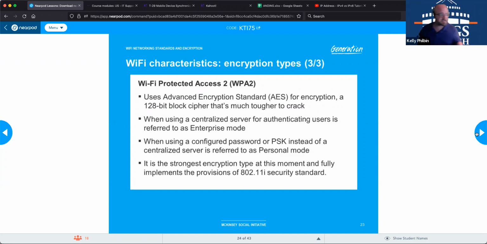So when you're configuring the access, when configuring a password or utilizing pre-shared keys, which is PSK, it stands for pre-shared keys. Instead of a centralized server, it is referred to as personal mode. So with an organization, you would use an authentication server for your company in enterprise mode. On a personal level, like at your house, you would use a password or pre-shared keys, the key exchange we just talked about. Currently, at the time of this, it was the most advanced or strongest encryption for Wi-Fi that you could use.